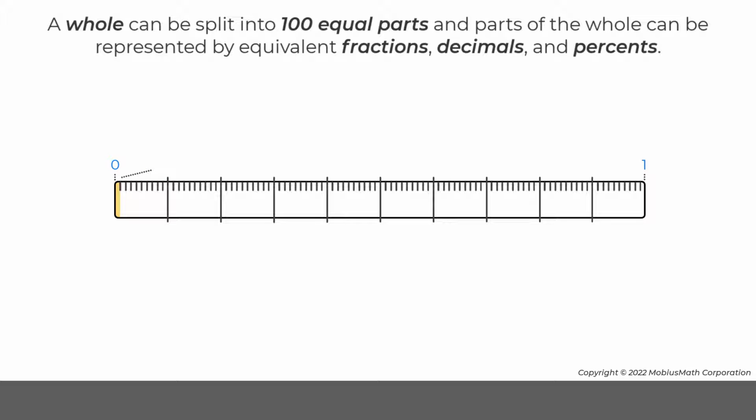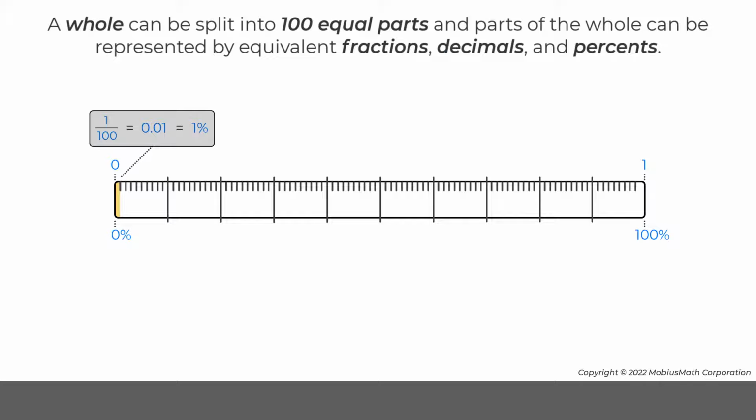Written as a decimal, one of the equal parts is 0.01, or 1/100th of the whole cheese stick. Since the term percent stands for out of 100, 1 out of 100 equal parts is 1% of the whole cheese stick. So, 1 over 100, 0.01, and 1% are equivalent ways to represent 1 out of 100 equal parts.